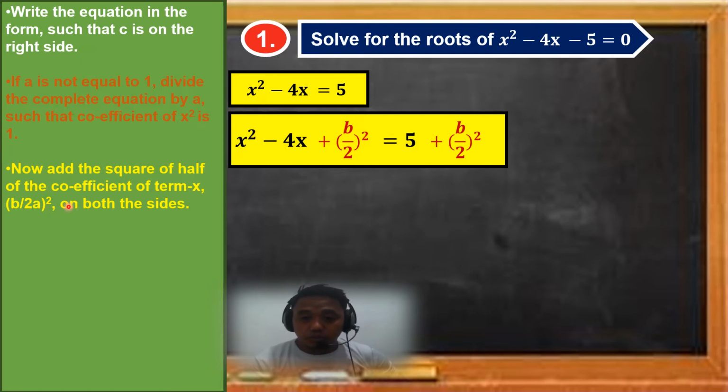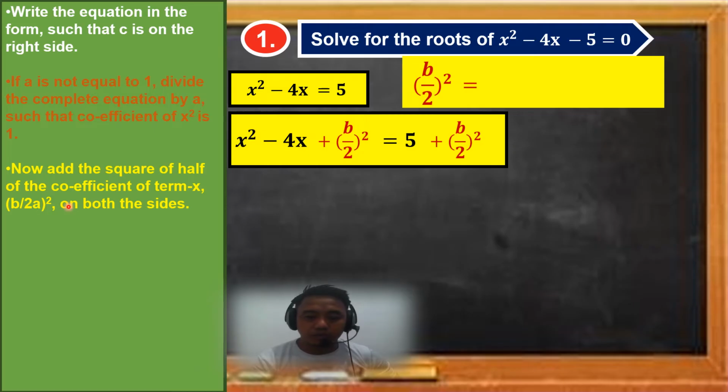Okay, so what's next? So let's compute or solve for what is b over 2 square. Okay, what is b over 2? In this equation, ang b natin is negative 4. I hope you can still remember how to get the value of a, b, and c. Kasi pag hindi mo na siya masyadong naaalala, malilito ka, magkakamali ka agad. Okay, importante na alam mo pa rin yun. So, kung hindi mo na naalala, pakibalikan mo na lang.